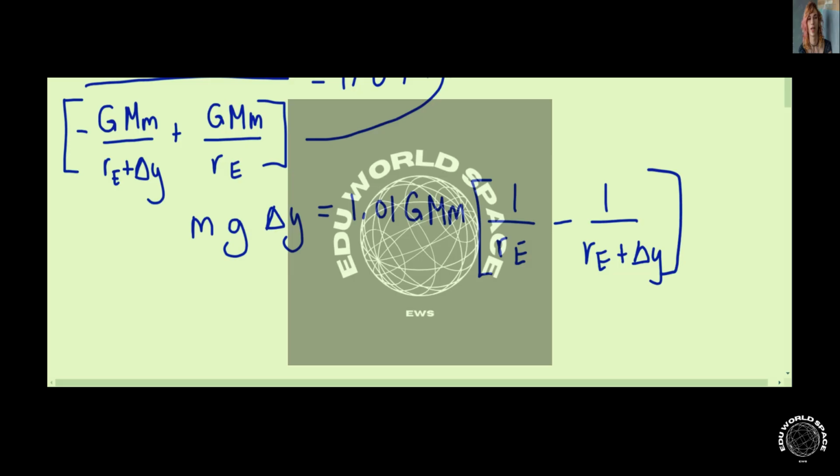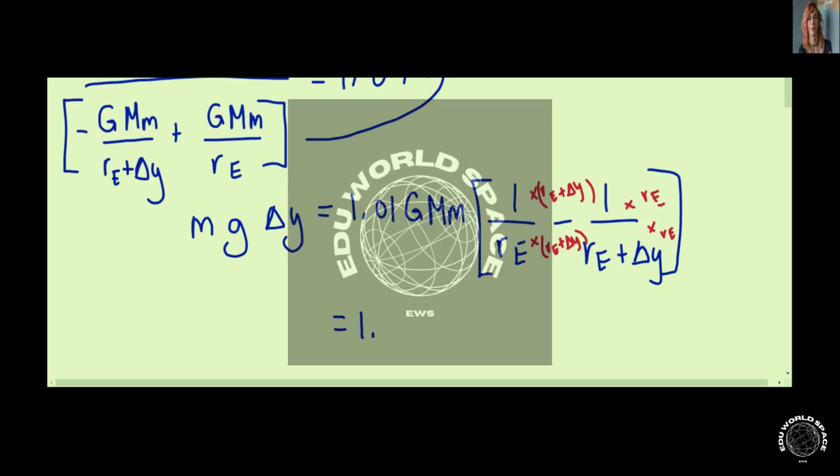So the first fraction, we're going to multiply by RE plus delta Y. So we do need to multiply on both the top and the bottom. And the second fraction, we're going to multiply by RE, both on the top and the bottom. So what does that mean?